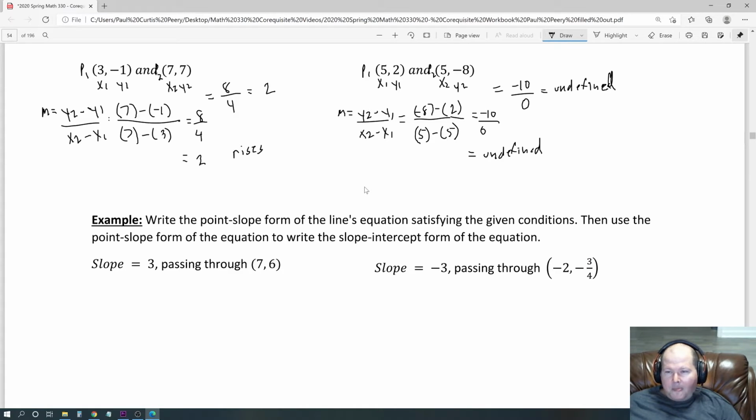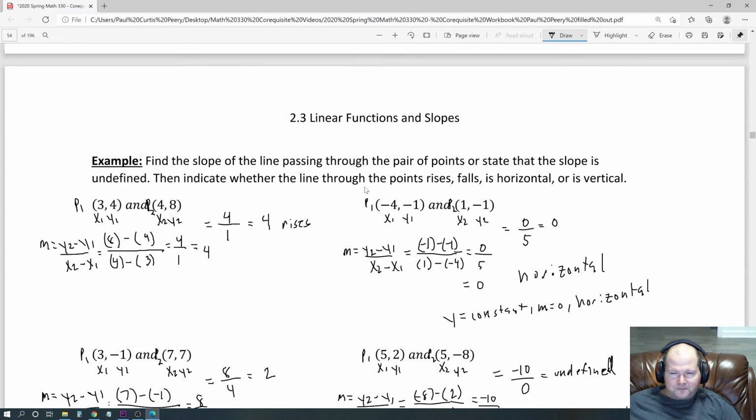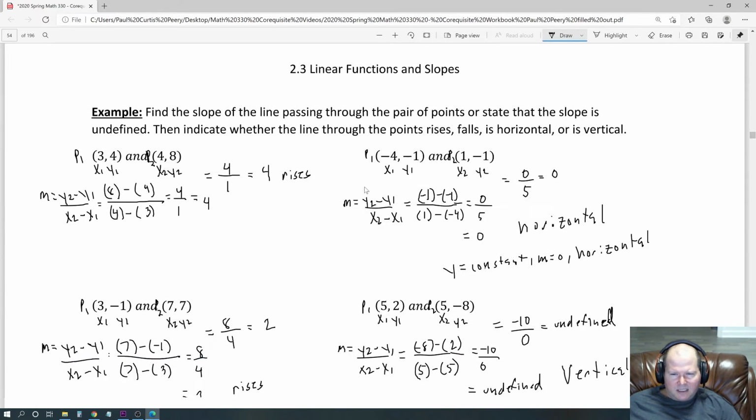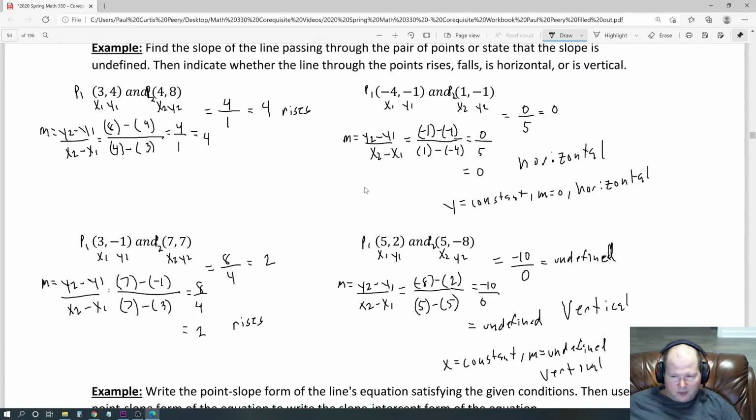Okay, now, when something's undefined, we know that means it is a vertical line, because we memorized it, right? We memorized that. And review is if x is equal to some constant, the slope is undefined. And that means it is a vertical line. Vertical line. Vertical, right? And we got it. I don't think we had one that fell for some reason.